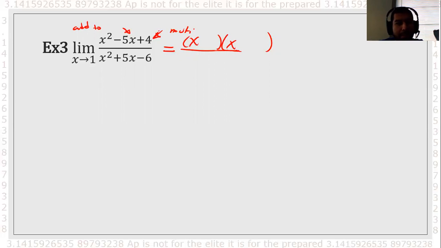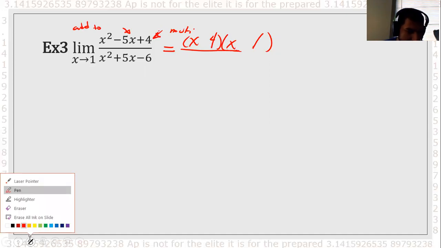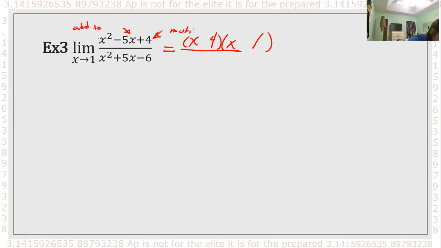So 2 numbers that multiply to 4, that would be a 4 and a 1, right? However, they are asking for them to add to -5, right? So I have to make not only the 4 negative, but the 1 as well, because -4 times -1 gives me a +4, and if I add them, I get a -5.